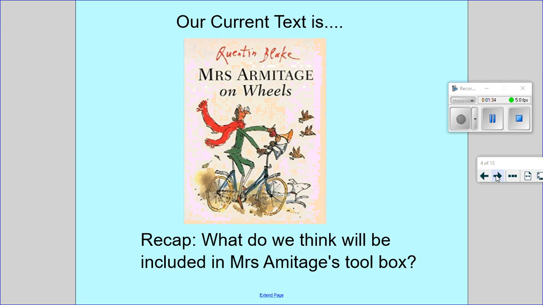So our current text is Mrs. Armitage on Wheels by Quentin Blake. And just have a little think for a moment. What did you think would be included in Mrs. Armitage's toolbox? Let's find out.